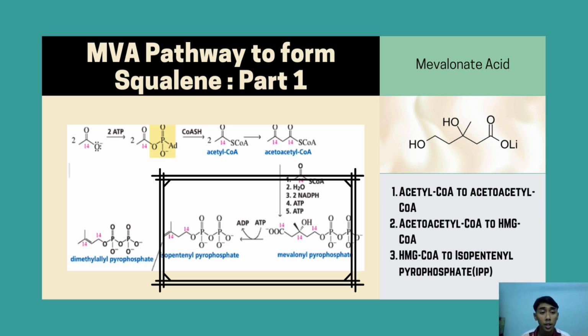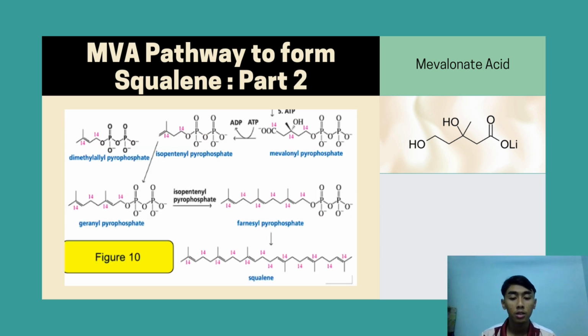Then a similar pathway is used to synthesize squalene. The overall biosynthesis of squalene from MVA is summarized in this first part of the MVA pathway. So we already know the first part that forms an IPP compound. And next, the second part of this MVA pathway will show how an IPP compound is synthesized to form a squalene product.